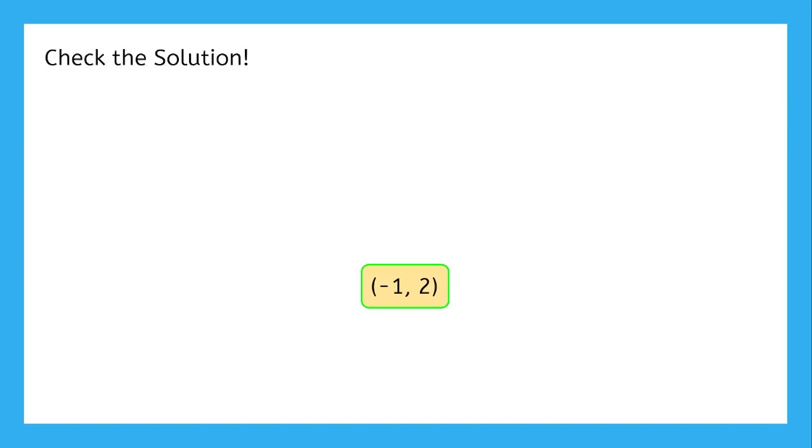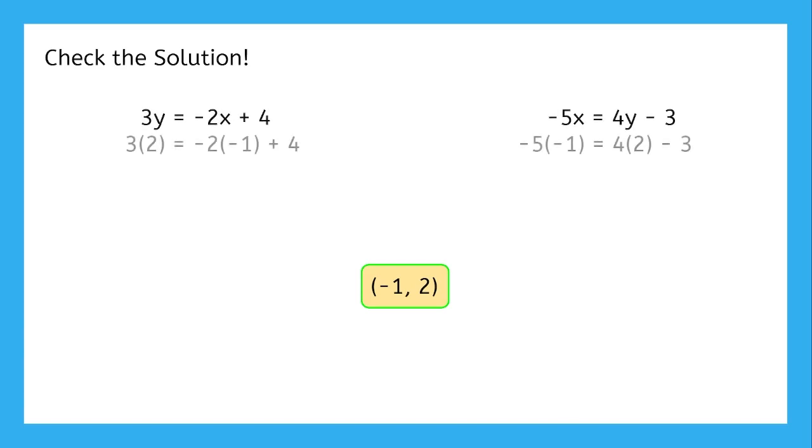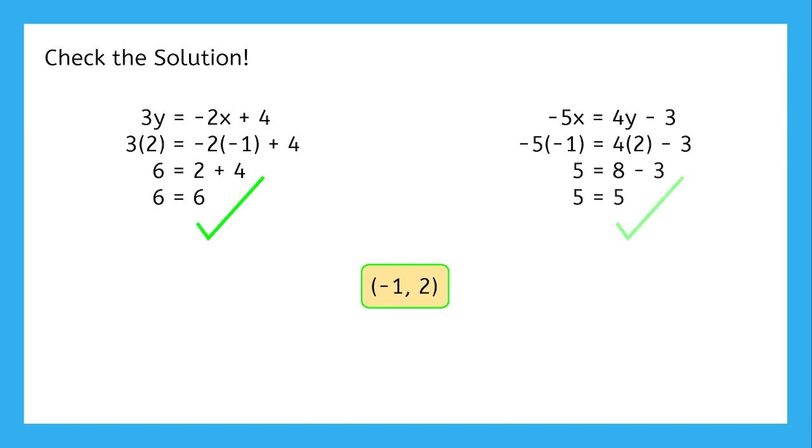All that's left to do is check our solution on the original system. Plug in -1 for x and 2 for y, and then simplify. For the first equation, we simplify and we get that 6 equals 6, which is true. And on the right, we get 5 equals 5, which is also true. The solution to this system is indeed that x is -1 and y is 2.